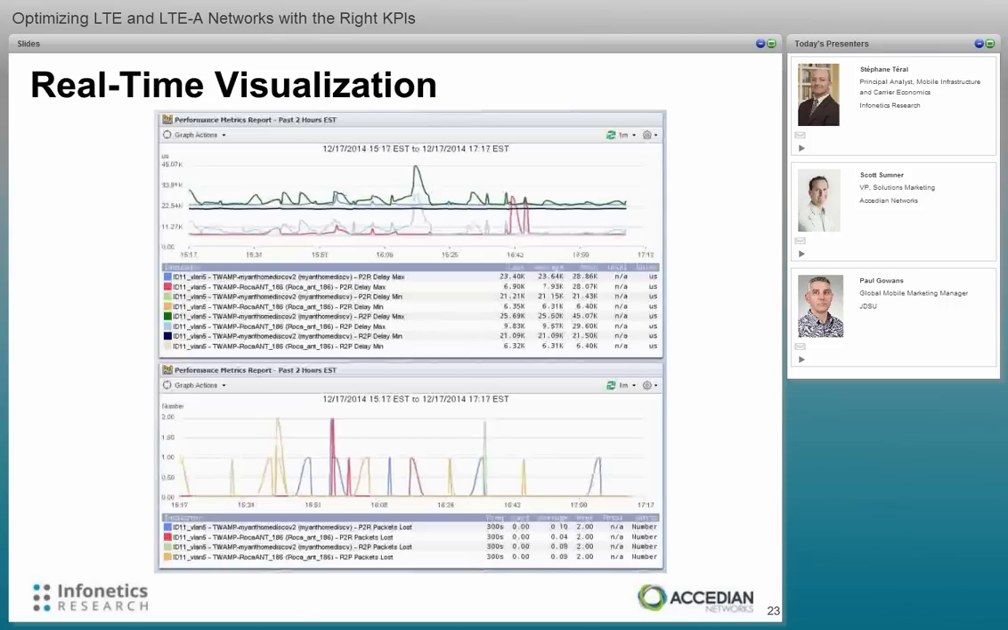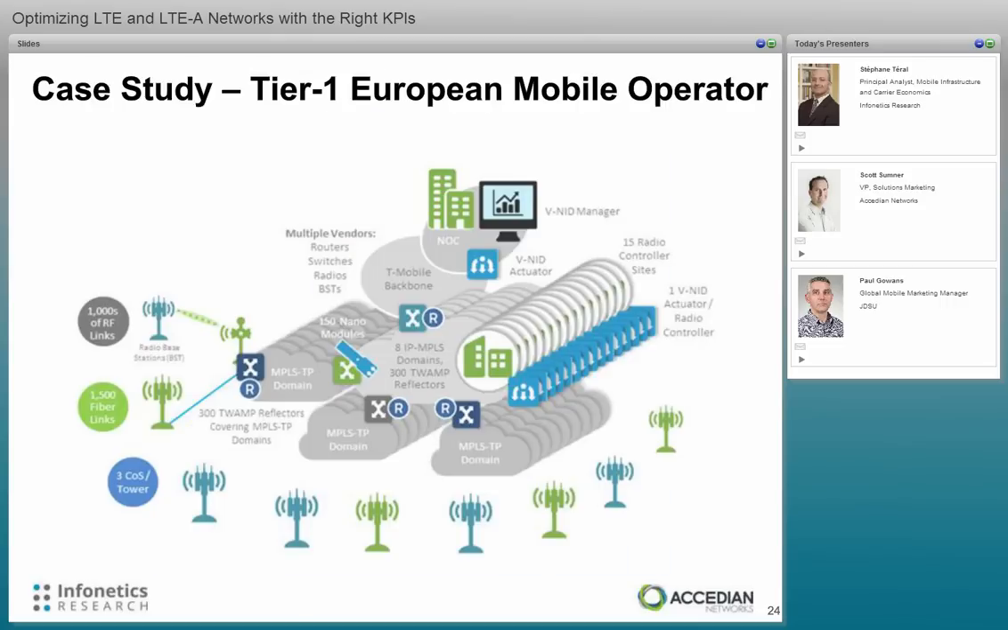I want to show a service provider application that we recently addressed where they had a very difficult network to instrument, and unfortunately this is not an unusual situation. This is a national operator in Europe who has a lot of different networks stitched together through acquisitions and through their own topology differences. So in the core of the network, they had 8 different IP MPLS domains.